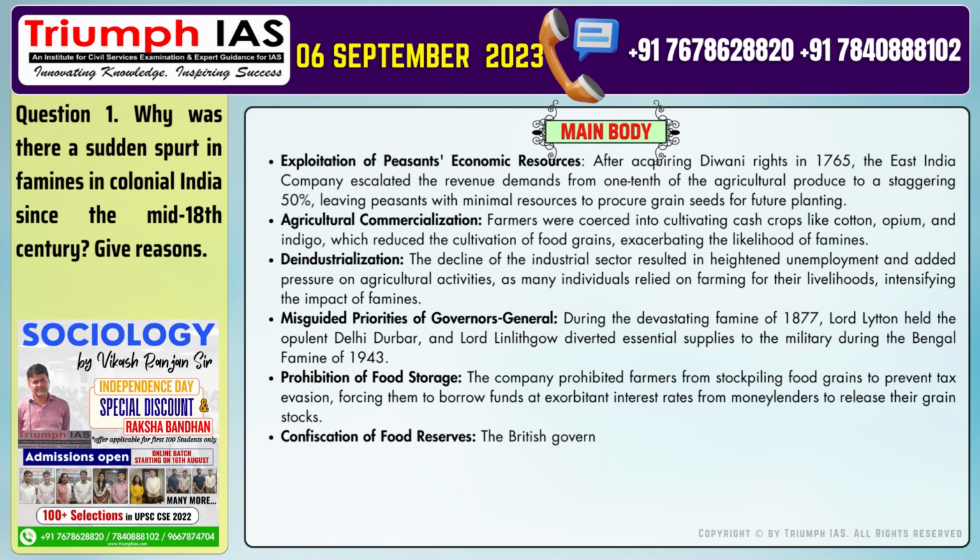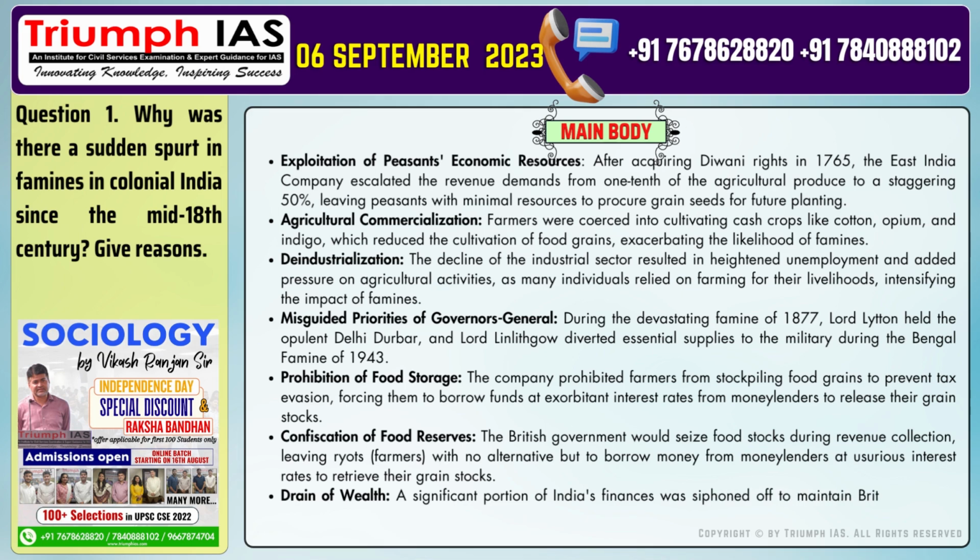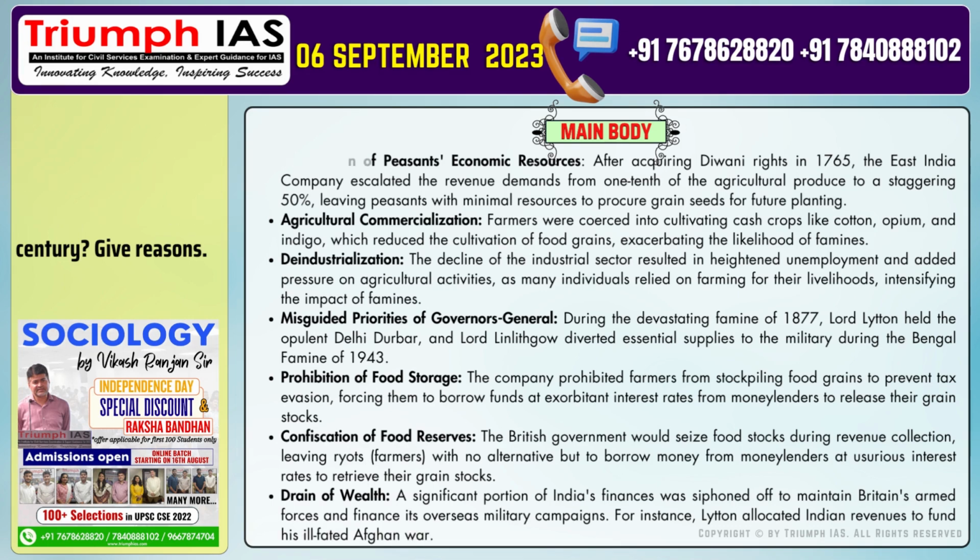Number 6. Confiscation of food reserves. The British government would seize food stocks during revenue collection, leaving ryots, farmers, with no alternative but to borrow money from moneylenders at usurious interest rates to retrieve their grain stocks. Number 7. Drain of wealth. A significant portion of India's finances was siphoned off to maintain Britain's armed forces and finance its overseas military campaigns. For instance, Lytton allocated Indian revenues to fund his ill-fated Afghan war.